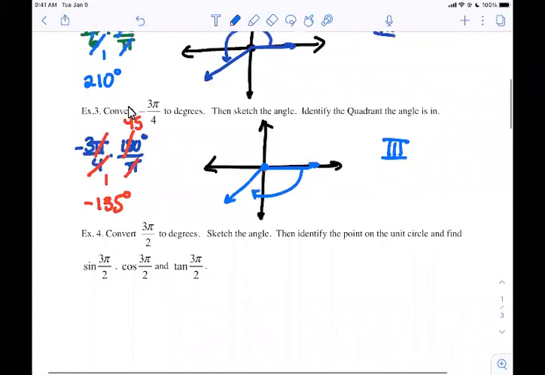All right, the last one we're going to do together, it says convert 3 pi over 2 to degrees. Sketch the angle. Then identify the point on the unit circle and find sine 3 pi over 2, cosine 3 pi over 2, and tangent 3 pi over 2. So I'm going to give you a moment to start this one. Convert it to degrees. You know how to do that. Then sketch it. You know how to do that. And then you think about our launch problem today. We just reviewed how to do it if it's on the X or the Y axis. So let's see if we remember how to do that.